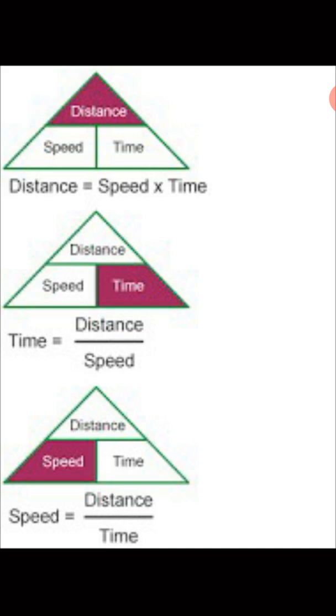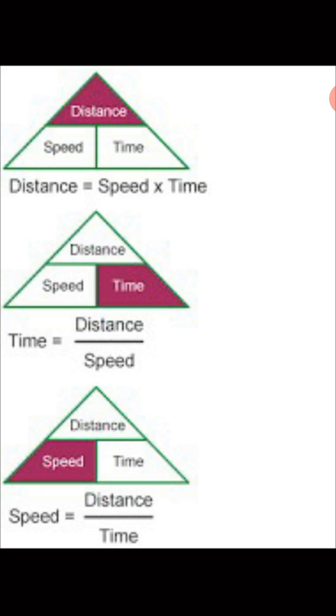In the second one, let's derive the formula for time. Time is highlighted in the second formula, and then what is left? Distance divided by speed is left in the triangle. So the formula for time is distance divided by speed. Similarly, in the third one, if you want to know the formula for speed, speed is colored, it's highlighted. If you highlight speed, you're left with distance divided by time.